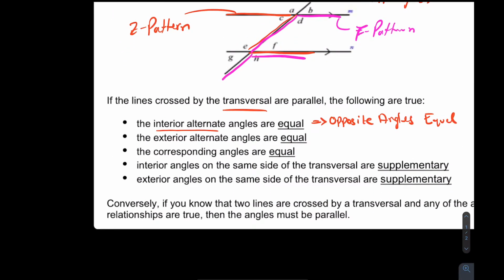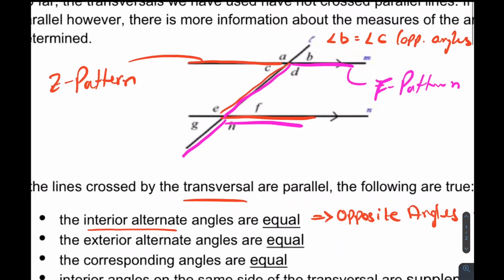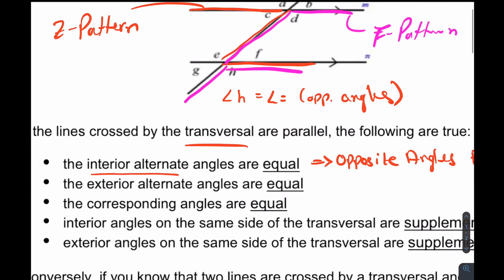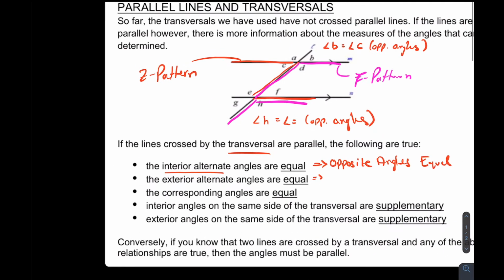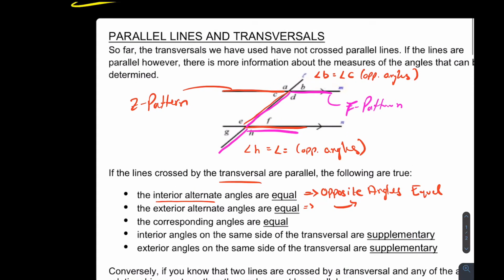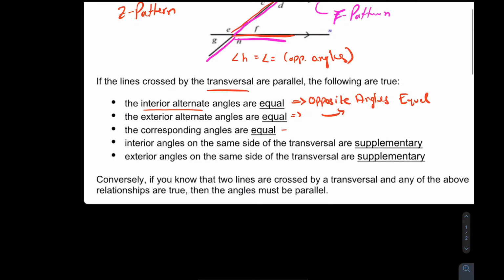The exterior alternate angles are equal. So again, we have the case of an opposite angle. If we look at angle H here and angle E, angle H equals angle E, they're opposite angles, right? So same thing as above up there. The corresponding angles are equal. So these are the ones you can think about, these Z and F pattern.